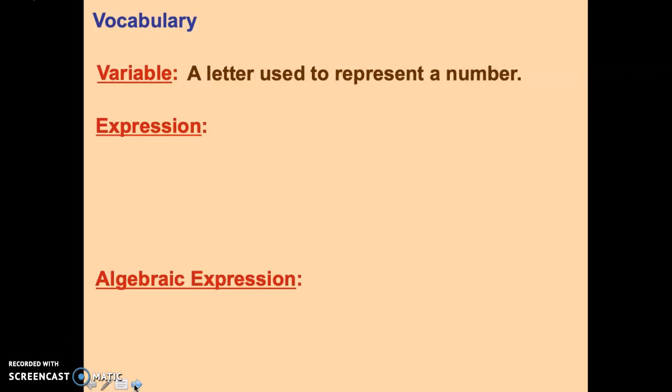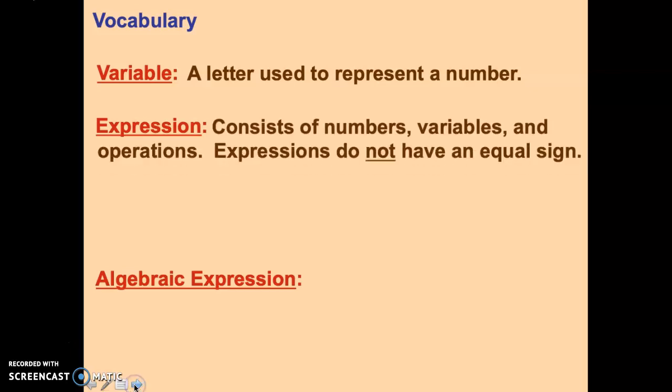Probably the most common is X and Y, but again, it can be any letter. Next, expression. An expression consists of numbers, variables, and operations. Expressions do not have an equal sign. So if someone says, well, is that an equation or an expression? You can look quickly to determine it by if it has an equal sign or not.